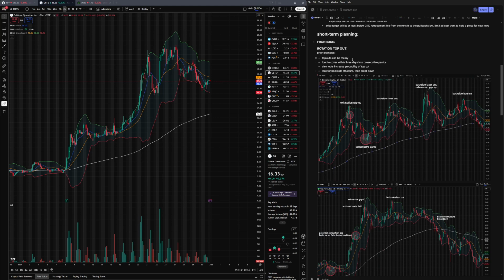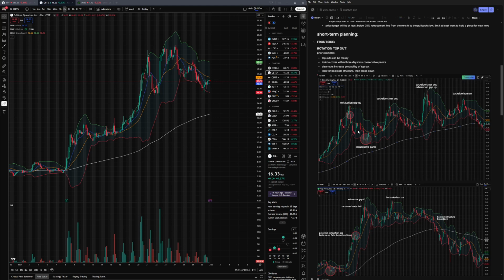I have some notes here. Like I said, look to cover within 3 days. Clearouts increase probability of top out. So I will be shorting around clearouts if those do happen. And backside structure is something you want to look for. So here we kind of just trended down, went back up, trended down, went back up, trended down, but then we had this backside bounce and then broke down into the structure.